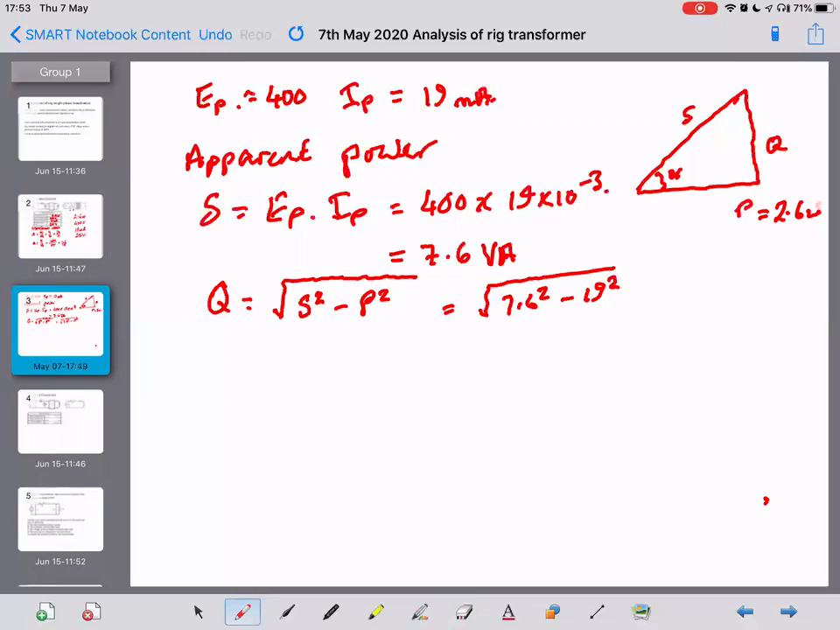So this in here, and the other watts can never be bigger than the apparent power, can it? No. And the answer to that is 7.14. Yeah, 7.14, units VAR, volt amps reactive.